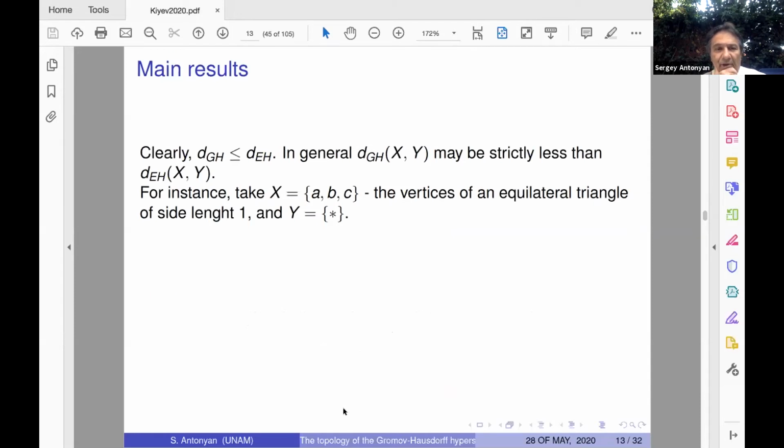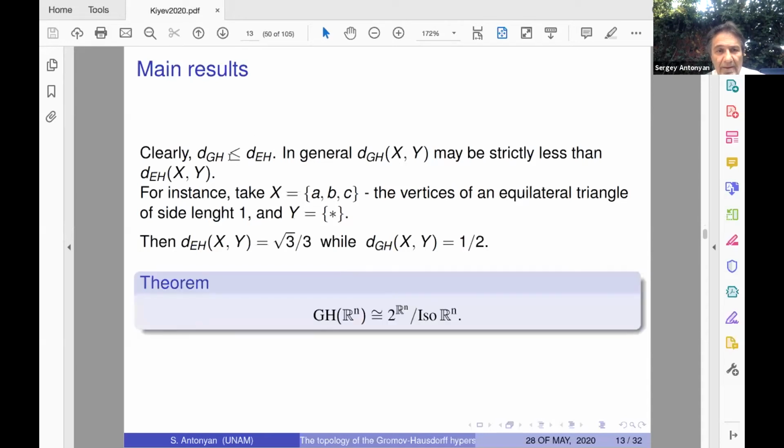Now, comparing the Gromov-Hausdorff and Euclidean Hausdorff distances, there is an evident inequality, and in fact the equality cannot be attained. It is a well-known simple example. If X is a 3-point space whose vertices form an equilateral triangle, and Y is a singleton, then the Euclidean Hausdorff distance is square root over 3, and the Gromov-Hausdorff distance is 1/2, so you see the strict inequality here.